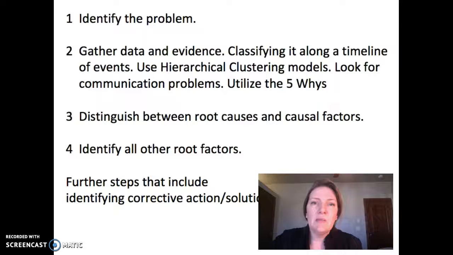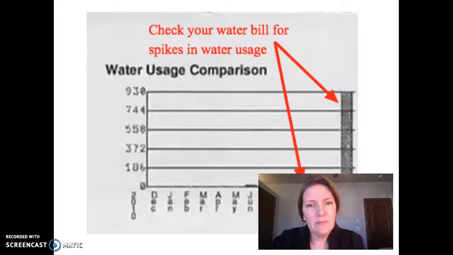And then there are further steps. I don't know if they go along with analysis. I think they might go into the next steps, but I just don't know enough about analysis to know. They include identifying corrective actions and solutions, which you can start thinking of already as you're doing the analysis. So here's a story about my life.